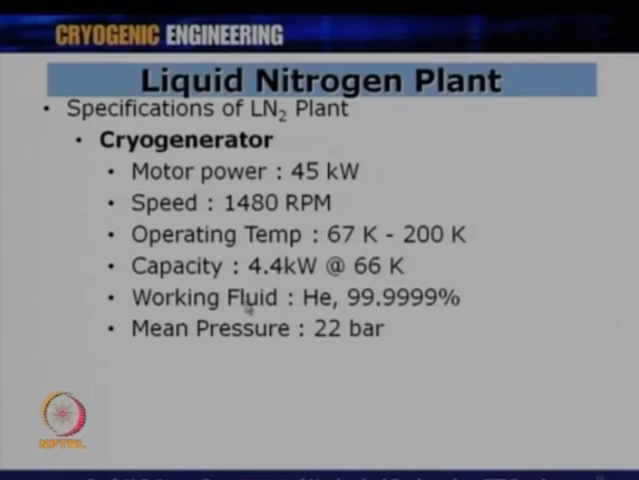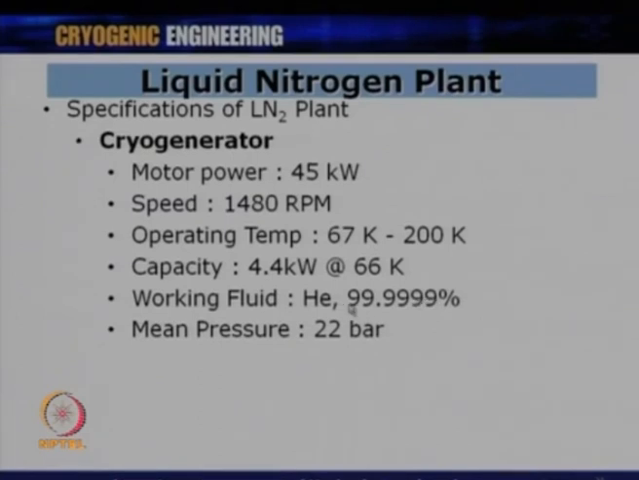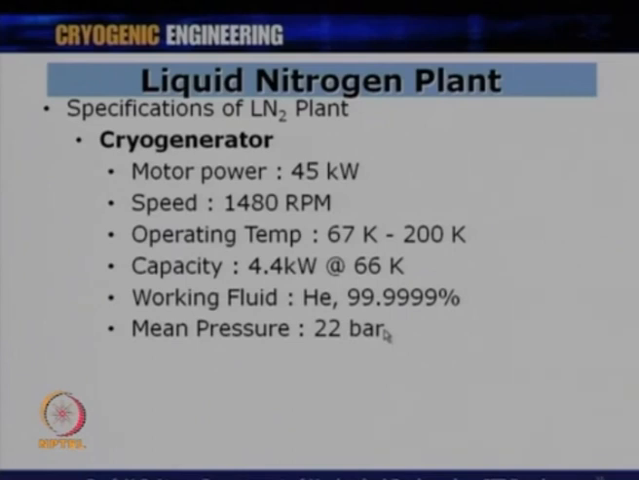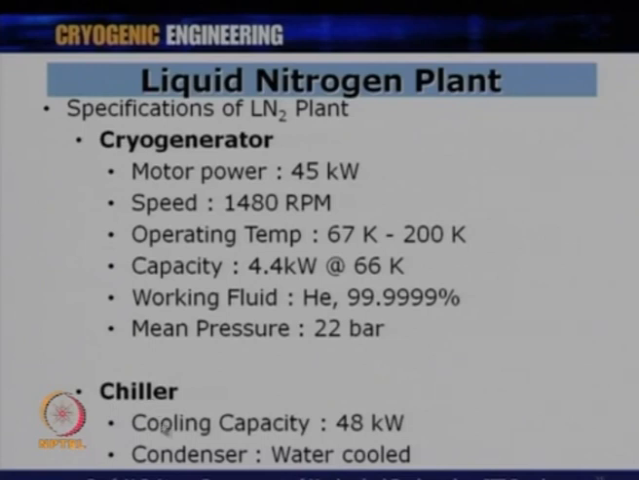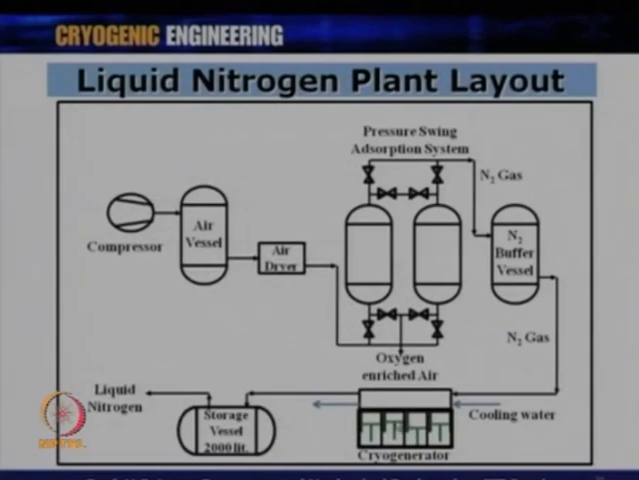The working fluid inside the cryocooler is helium and it is a very high purity helium of 99.9999 purity. So, very high purity gas is used to run this cryocooler with a mean pressure of 22 bar. So, the pressure of helium inside the cryocooler is 22 bar and therefore, the high pressure could be around 30 bar and the low pressure could be around 12 to 15 bar. The chiller is used to cool the cryogenerator and the cooling capacity requirement is around 48 kilowatt. The condenser is water cooled and here is what a schematic looks like.